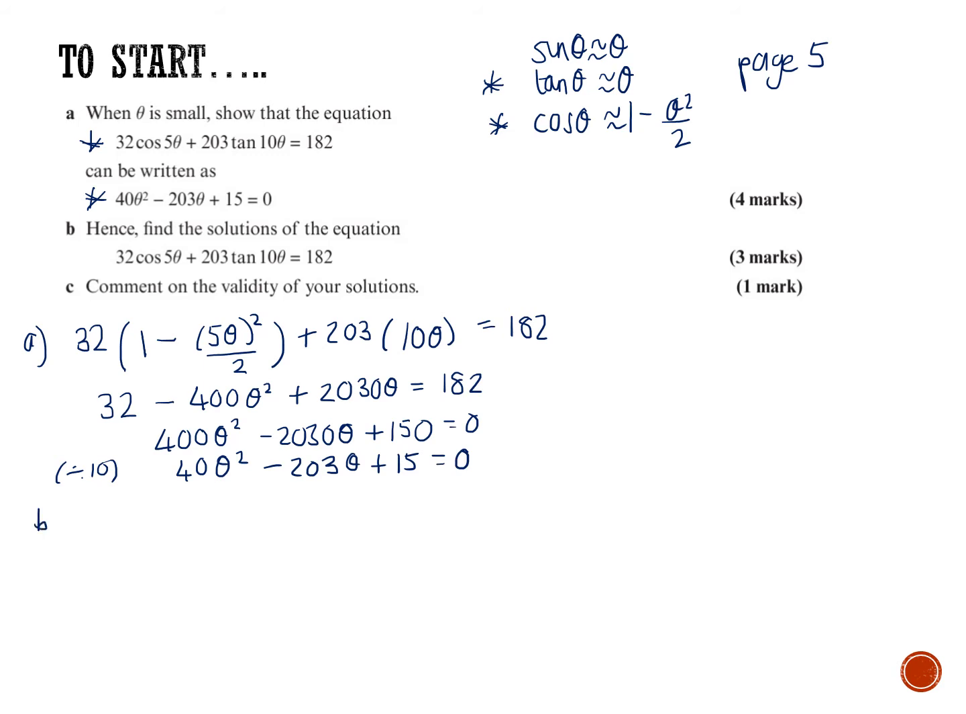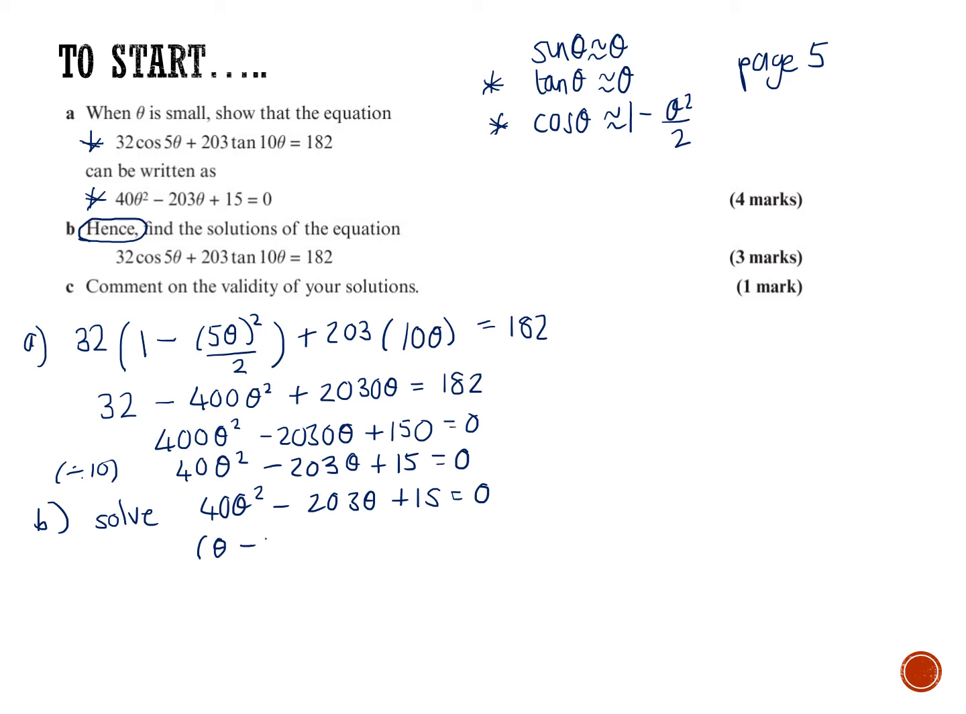Okay, part B says hence. So we must use what we've done in part A, which we're obviously going to do. You can see that the solutions of that equation, because of what we showed in part A, are equivalent to solving this equation, 40 theta squared minus 203 theta plus 15 equals 0. Now I would put that into my calculator, just to see what sort of solutions I get, and it does actually factorise if you look at your answers in your calculator. So work backwards from your answers that you got in your calculator to show the factorising.